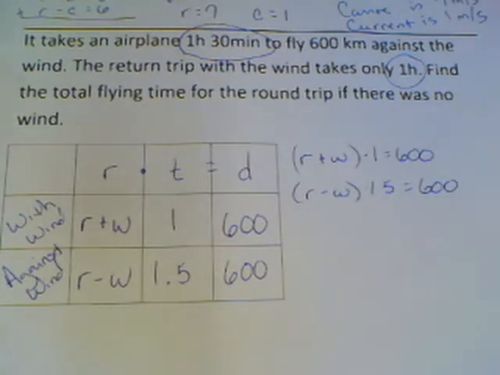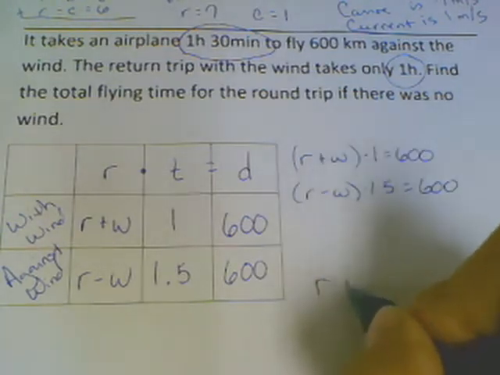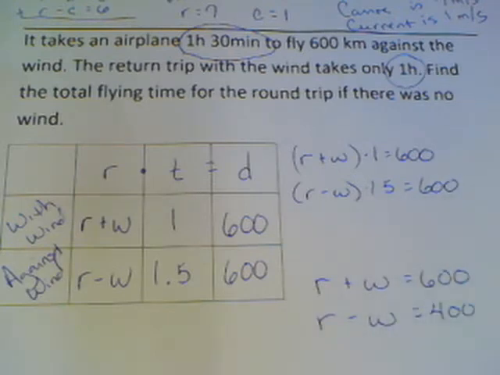If I divide both of these by this number, the first equation is just R plus W equals 600, and the second equation, R minus W equals 600 divided by 1.5, which is, I believe, 400.